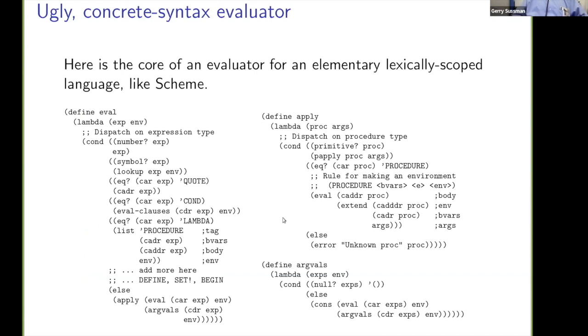Here's the core of such an interpreter. It's not the one that was in the Lisp 1.5 Programmer's Manual. It's written in Scheme. The important thing to show you is that this is ugly. It's a concrete syntax, with cars and cdrs, but it basically dispatches on an appropriate expression type, and then it calls apply, which takes a procedure and arguments, which produces a new call to eval. That's basically the idea. And yes, there are prettier ones like that.